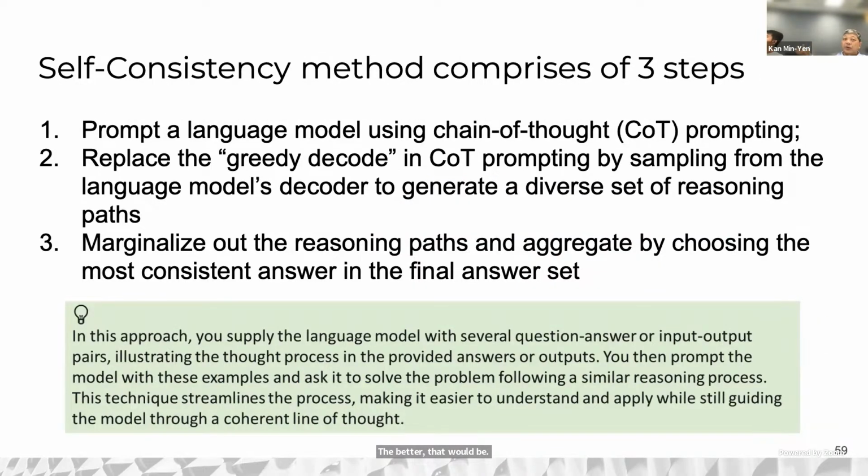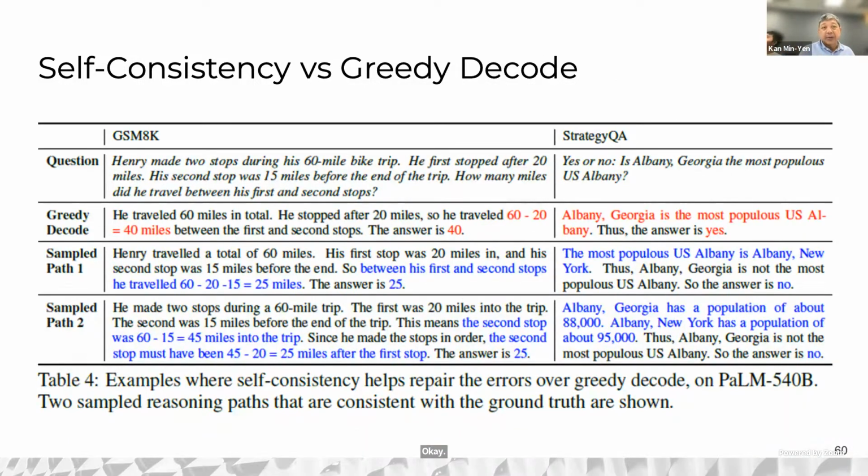So the consensus method's steps: you prompt the language model using the COT. You replace the greedy decode by sampling from the model's decoder to generate a diverse set of reasoning paths. Then you marginalize out the reasoning paths and aggregate by choosing the most consistent answer. Simple, one, two, three. And we have some results here. These are samples on two questions, one using greedy decode, and the sampled paths 1 and 2, which is the ground truth. You find that the answer is more consistent. Again, this is following the same COT rules, giving it enough examples and steps to do it.